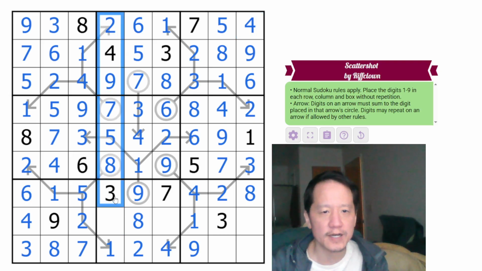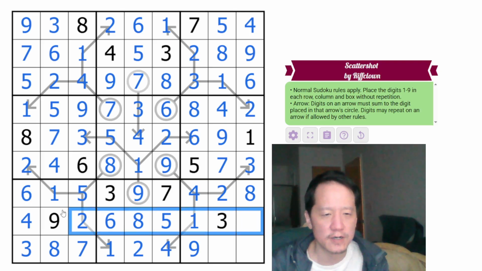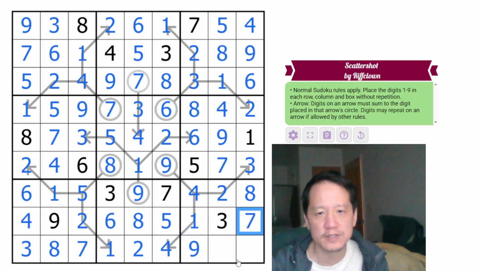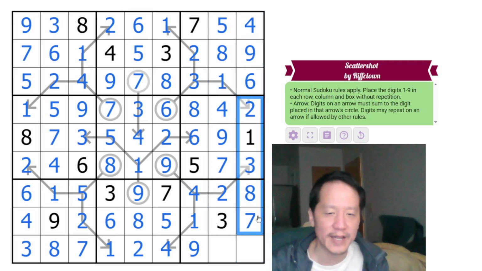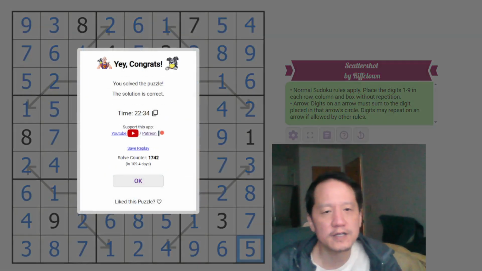This remaining digit has to be a 6, so that's a 6. This remaining digit has to be a 5. This remaining digit along row 8 has to be a 7, so this is a 7. That leaves the remaining digits in column 7, column 8, and column 9, which have to be specifically 6 and 5. And that's how you solve it.